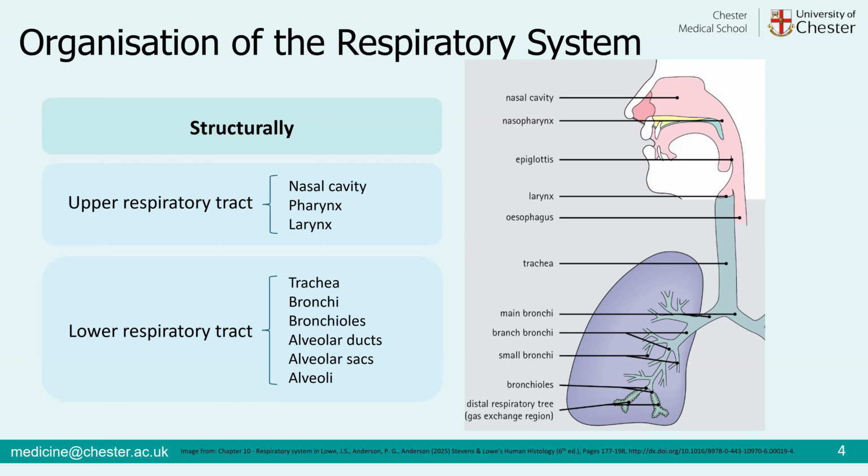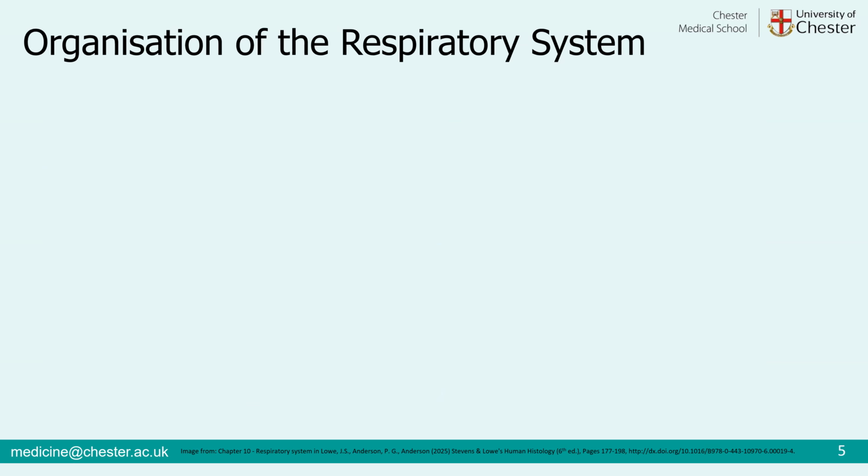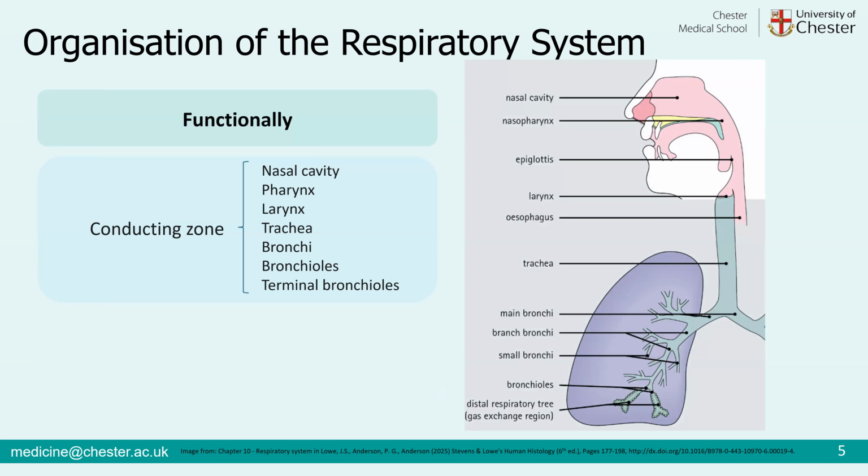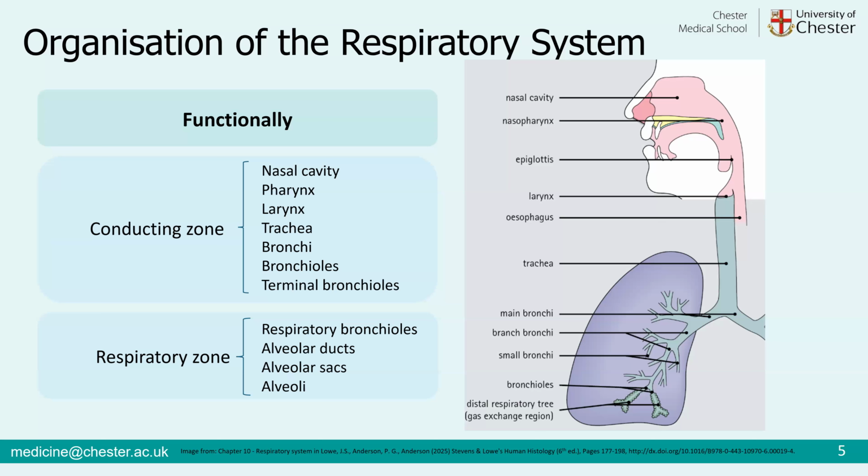So we can consider it structurally, but we can also consider it more functionally. So we can look at which regions are simply involved in the conduction of air from the atmosphere down into our lungs. So that's our nasal cavity, pharynx, larynx, trachea, bronchi, bronchioles, down to what's known as terminal bronchioles. So no gas exchange is taking place in these structures, but they are there to help transport air down to our respiratory zone, where we actually see that gas exchange taking place.